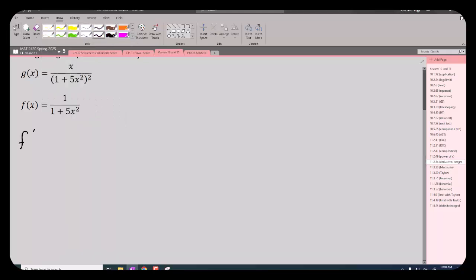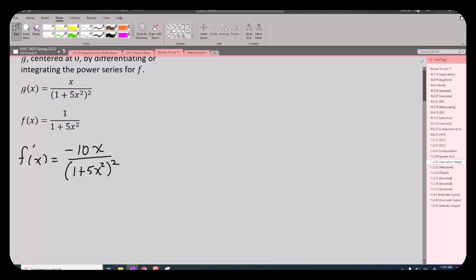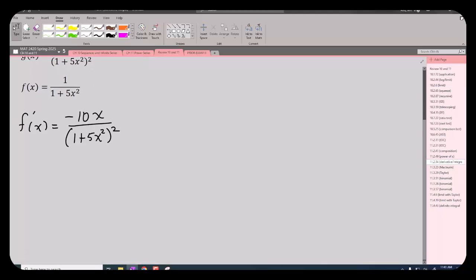So f prime of x, and it's probably easiest to just use the quotient rule. We're adults. Low d high is 0. Minus high d low. So negative 10x is the numerator. So that's low d high minus high d low over low squared. Ooh, yeah, we're almost there already. Now, G only has an x. So what I'm going to do is divide both sides by negative 10.